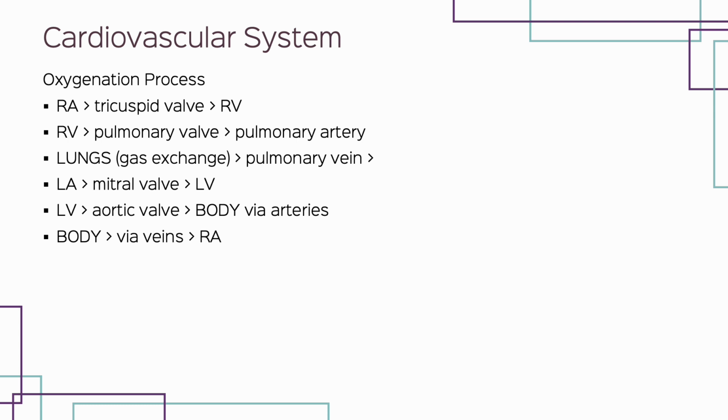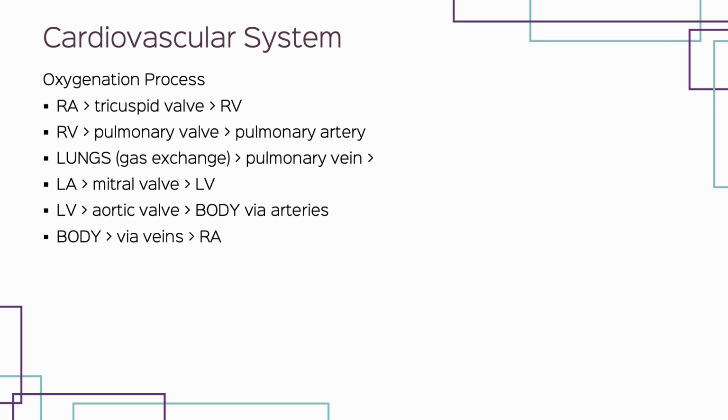Deoxygenated blood will enter the right atrium from the body through the large vessels, the superior and inferior vena cava. During diastole, blood will flow down from the right atrium through the tricuspid valve into the right ventricle. During systole, the heart contracts and the blood is pushed from the right ventricle through the pulmonary valve into the pulmonary artery. Deoxygenated blood will then flow through the pulmonary artery away from the heart and to the lungs, where your gas exchange will occur.